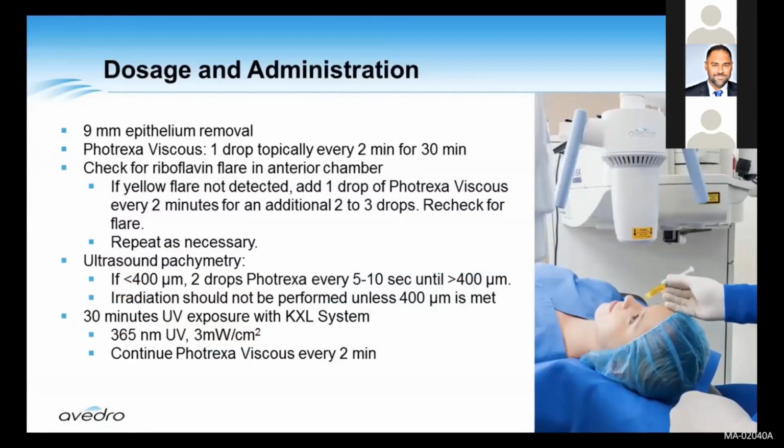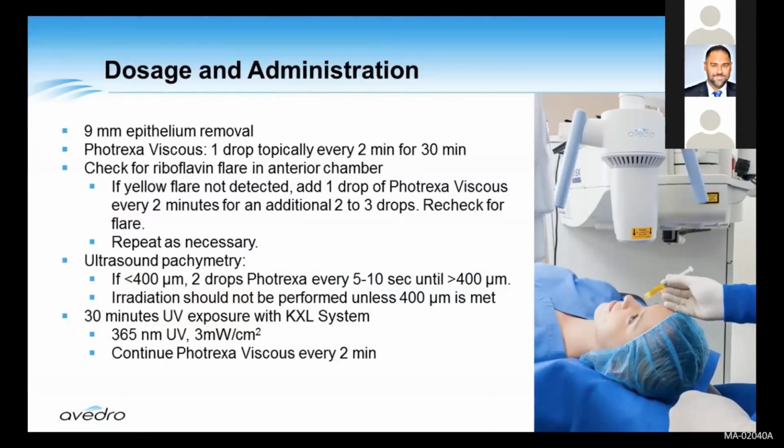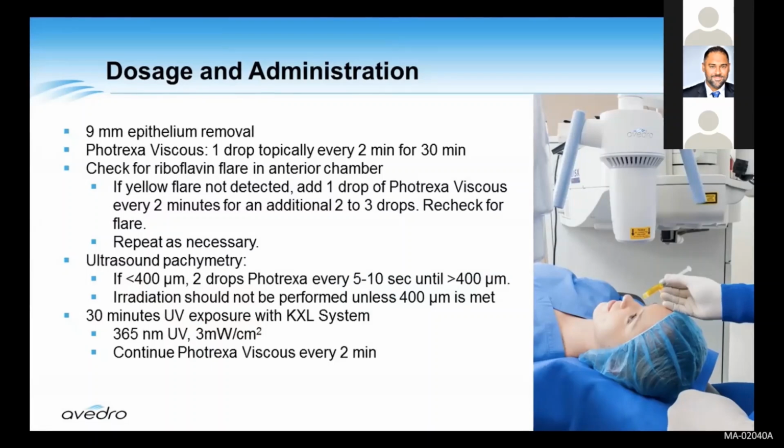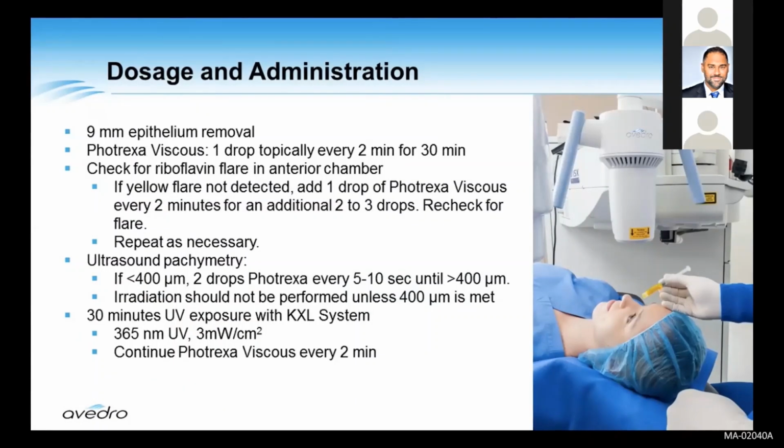This was pulled from Avedro's site, and it's a bit of a guideline of treatment. As Dr. Kim talked about in the beginning, you remove the epithelium, which can be done by alcohol or brush, and the Photrexa viscous is dropped every 2 minutes for 30 minutes. At the end of that time, you check for what's known as a riboflavin flare in the anterior chamber, and this can be done by the physician administering the drops. If the yellow flare is not detected, which indicates that riboflavin saturation is there, then you continue to add 1 drop of the viscous every 2 minutes for an additional 2 to 3 drops. Then you recheck for flare and repeat as necessary.